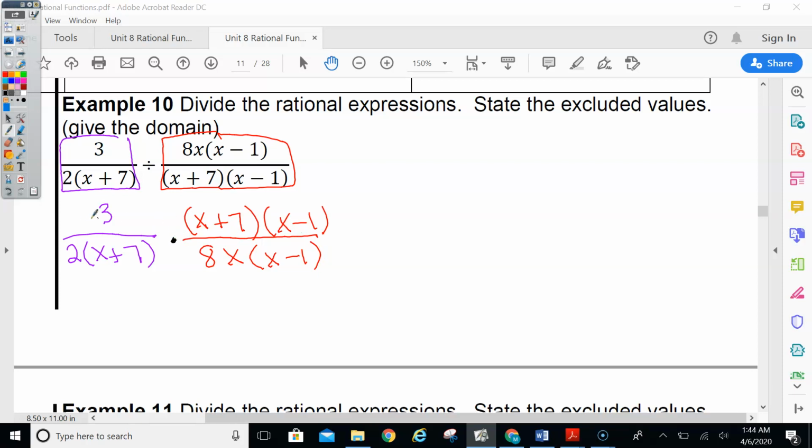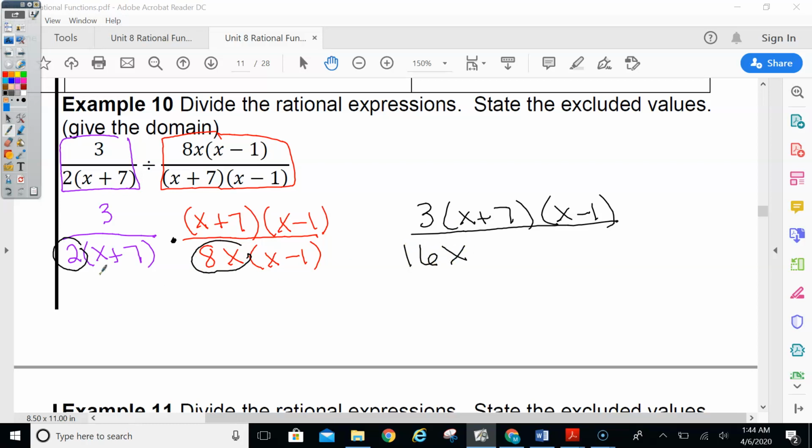So look at everything in the top, so I can rewrite it over here. 3, x plus 7, x minus 1. Everything in the bottom. What I'm actually going to do here is multiply the 2 and the 8x because they're both in front and make it 16x. Then x plus 7 and x minus 1.